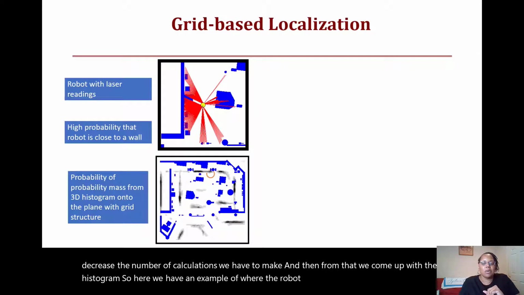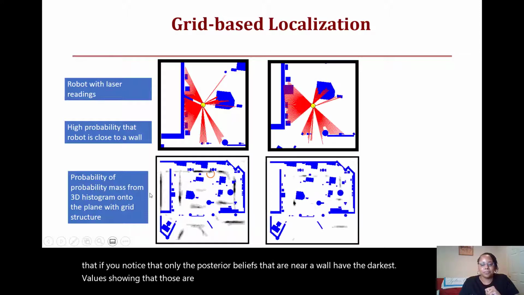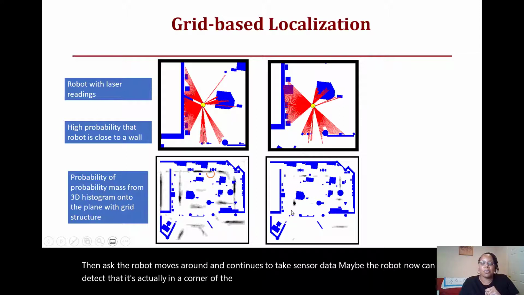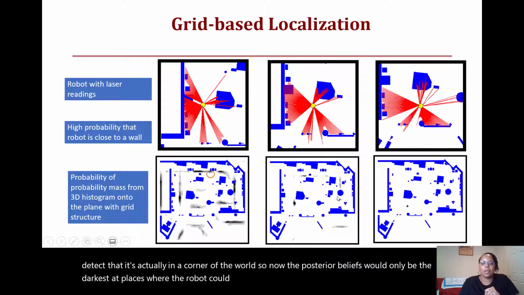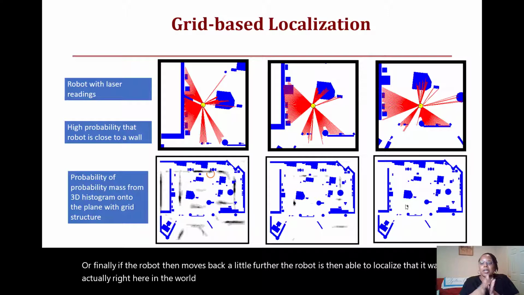So if you notice, only the posterior beliefs that are near a wall have the darkest values, showing that those are the probabilities of where the robot could be. Then as the robot moves around and continues to take sensor data, maybe the robot can now detect that it's actually in a corner of the world. So now the posterior beliefs would only be the darkest at places where the robot could detect that it's in a corner. Or finally, if the robot then moves back a little further, the robot is able to localize that it was actually right here in the world, based upon detecting a wall, a corner, and then moving to detect another object.